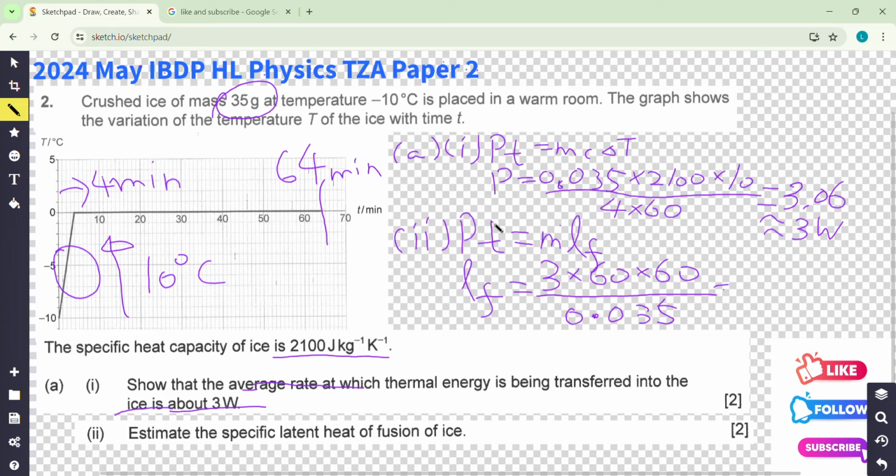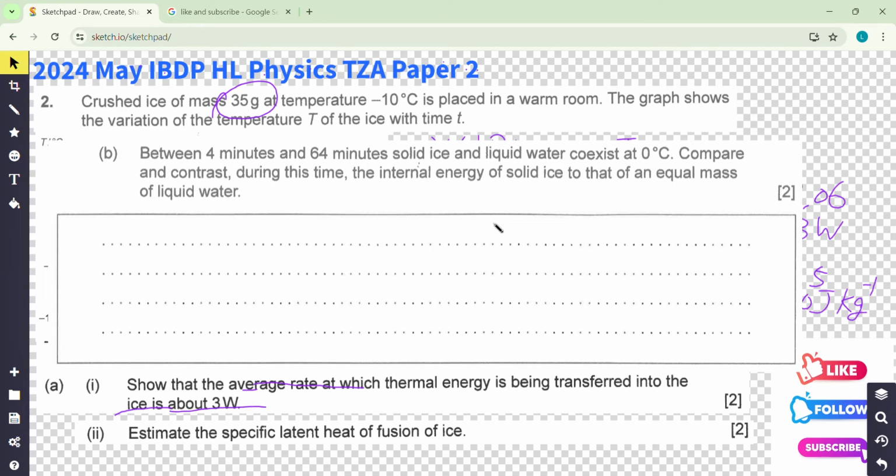Well done, you got it. So it's 3.1 times 10 to the power 5 joule per kilogram. So you should have a little bit of memory. It should be 3.34, right? The real one. So very similar. So next one is part B.